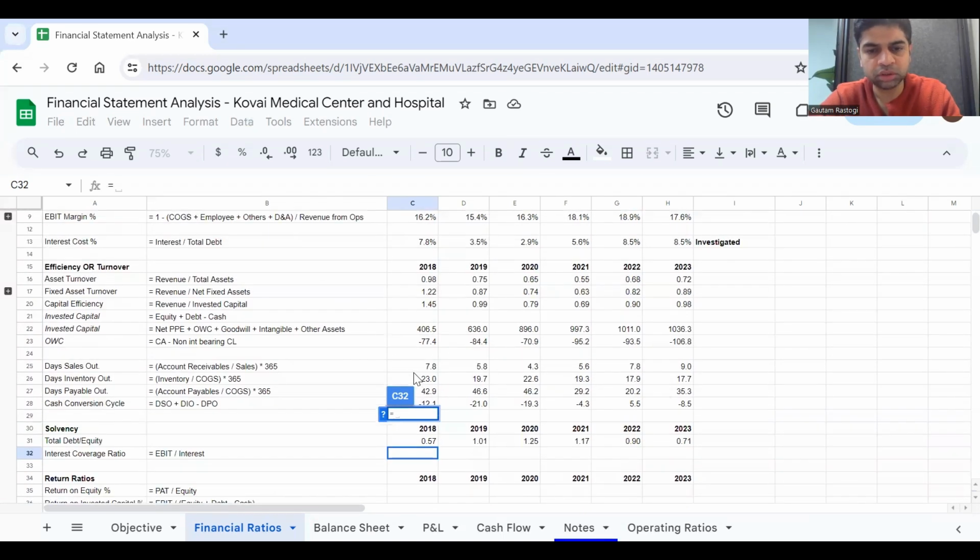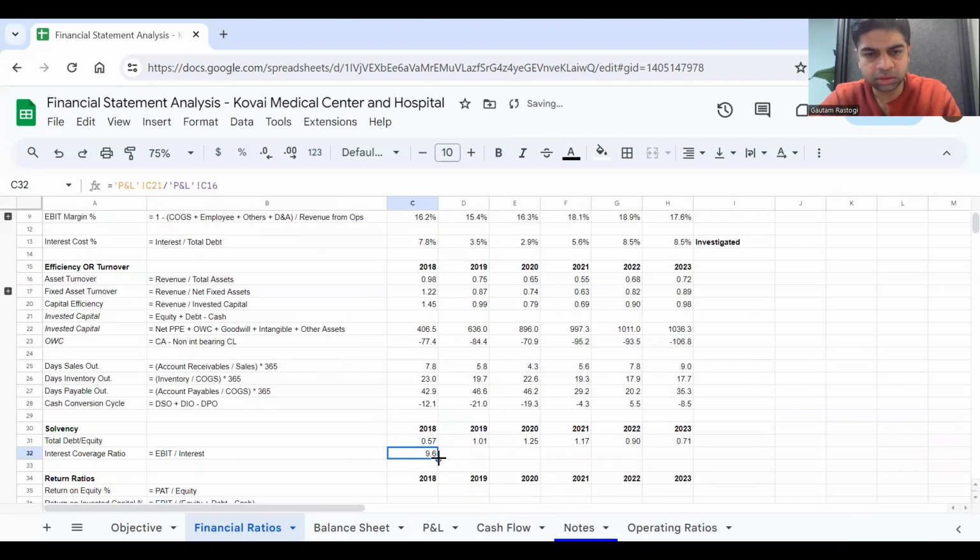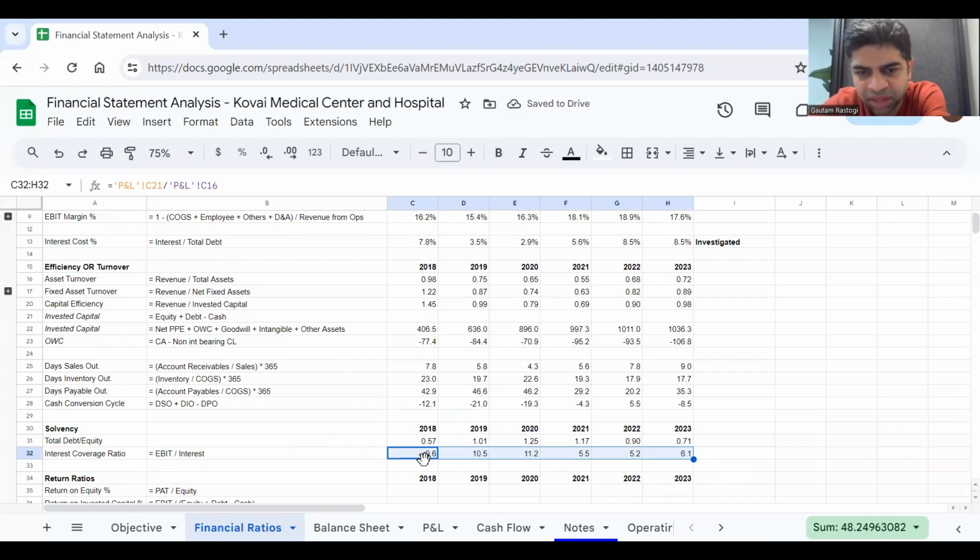interest coverage ratio. So EBIT divided by interest. Yeah, it's pretty comfortable. So it's above 9, above 10. Now it's above 6.